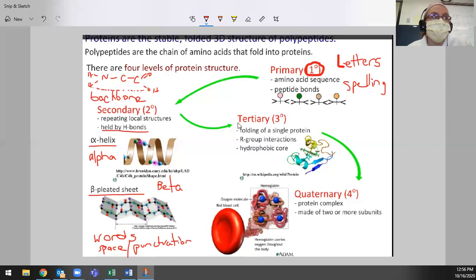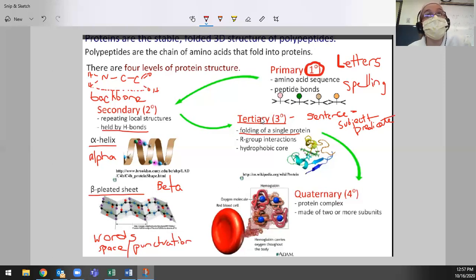Now tertiary, when we get to tertiary, this is when you get to like the sentence level. So you have a grammatically correct unit that has a subject and a predicate, maybe even a direct object or an indirect object. Okay, but it has a meaning to it. Apologize for the handwriting. Okay. So the tertiary level, this is still only on one polypeptide chain. Okay. This is where the R groups come into play.